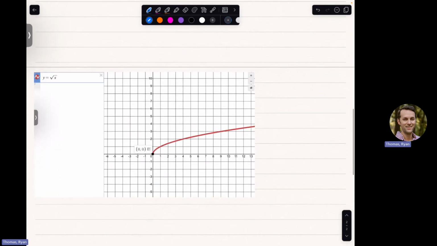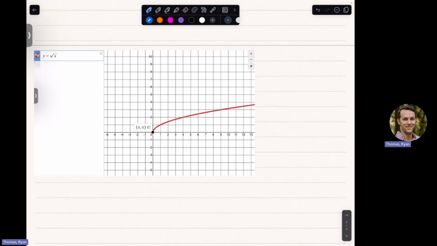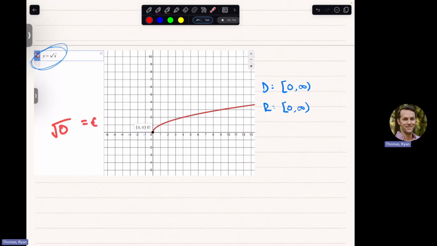So just as a reminder, we've looked at this function before, but here's a simple example, the square root function. Here's its graph. Again, we've seen this before, but it's been a minute. Just reminders: the domain of the square root function is 0 to infinity. The range is also 0 to infinity. It's contained entirely in quadrant 1. You get this intercept at (0, 0) because the square root of 0 is 0.